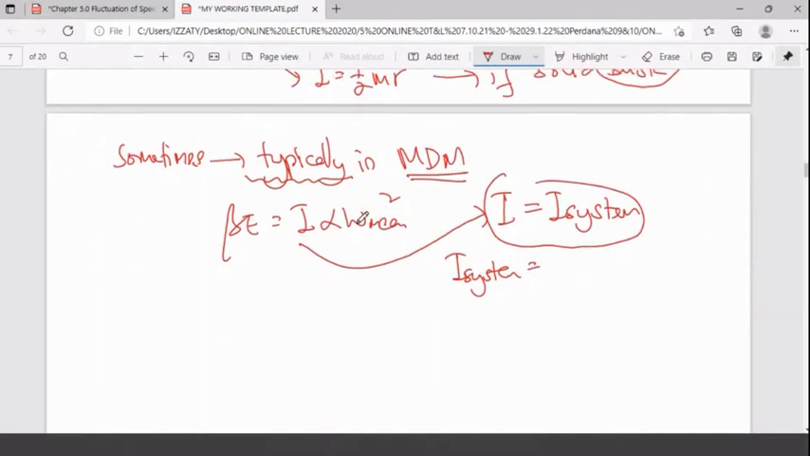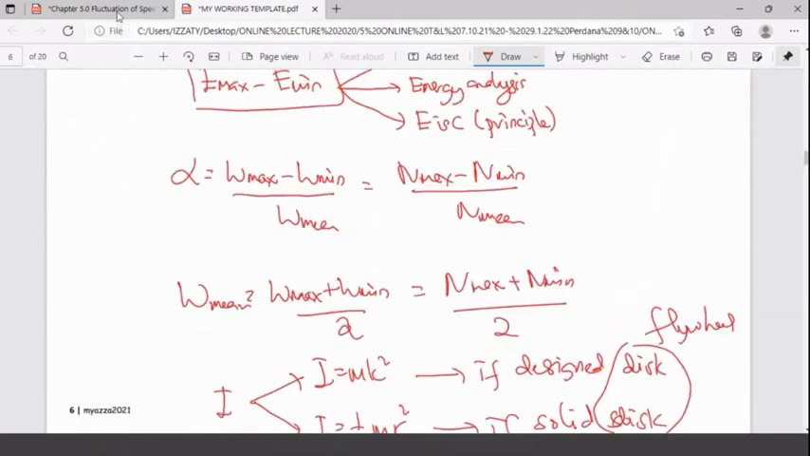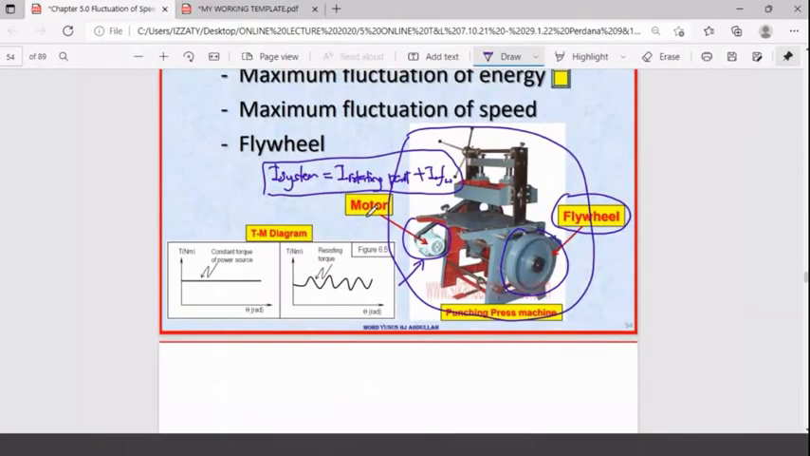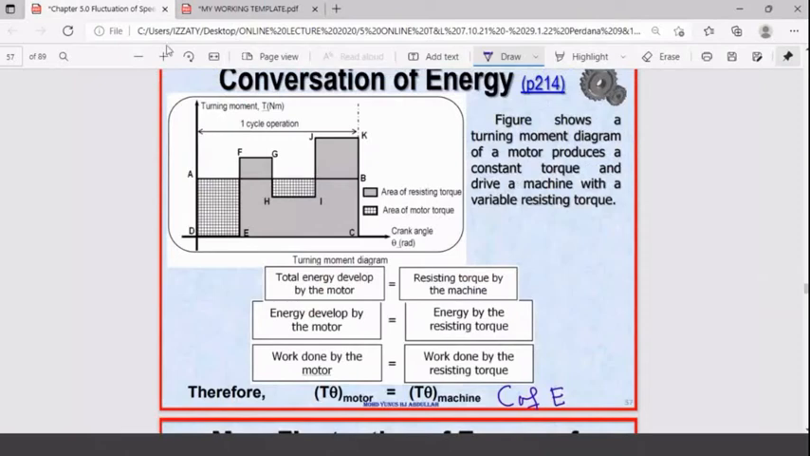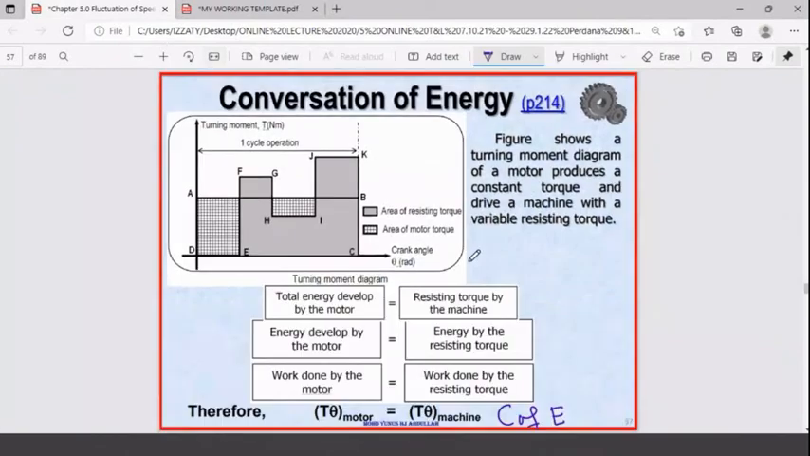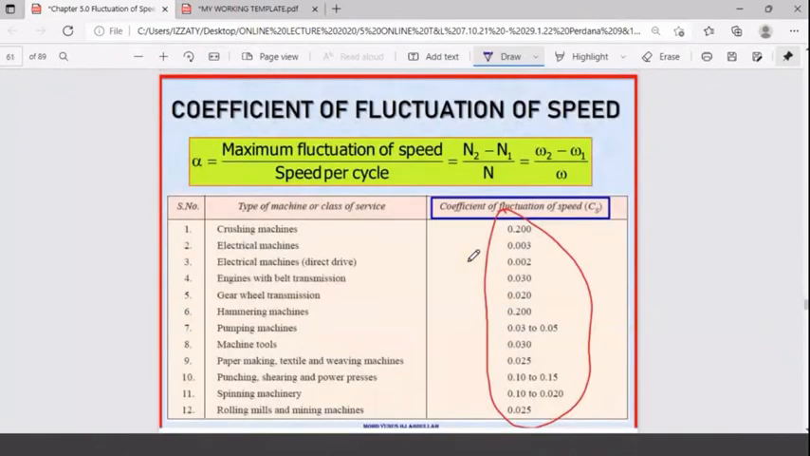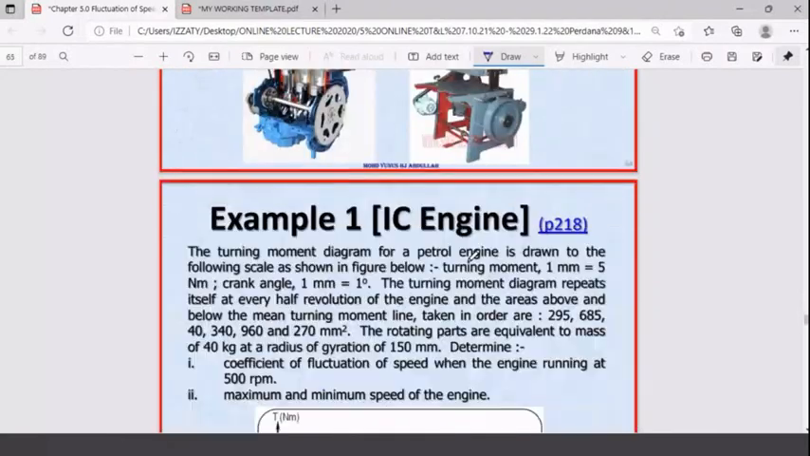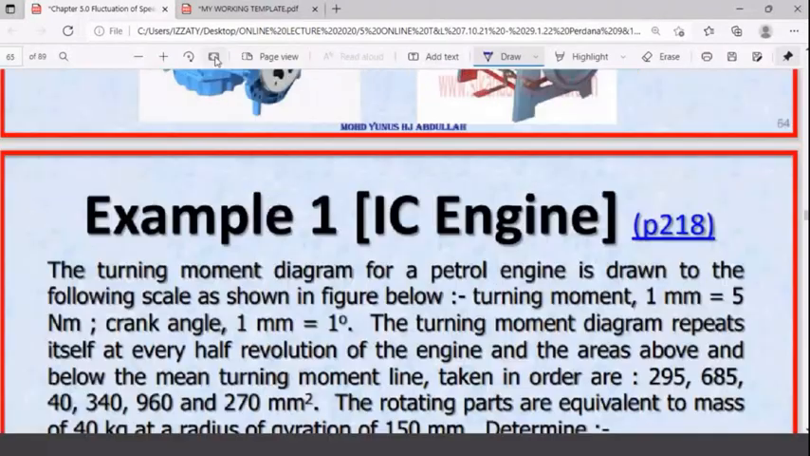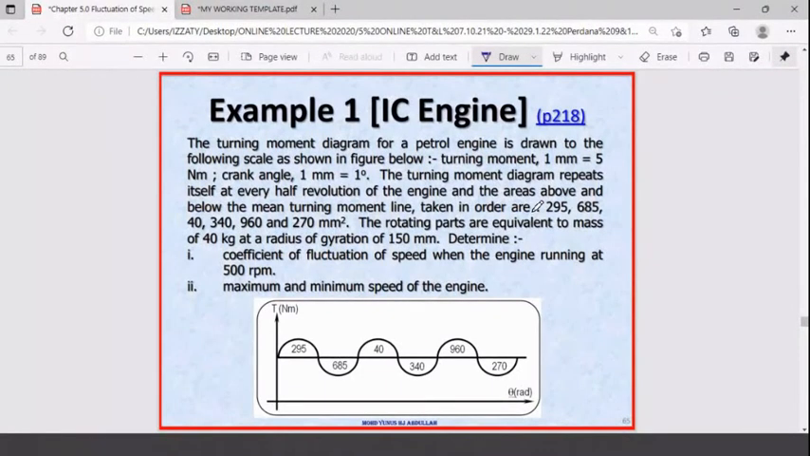Okay. We are going to move to this one. Example. I'm going to move to the example. This one. This is a very typical example from a couple of years ago in the exam, in the test.